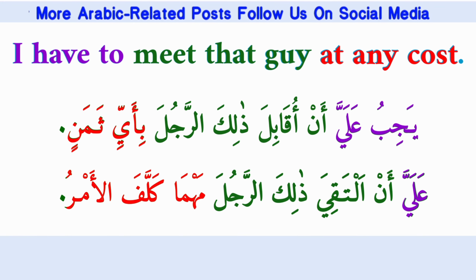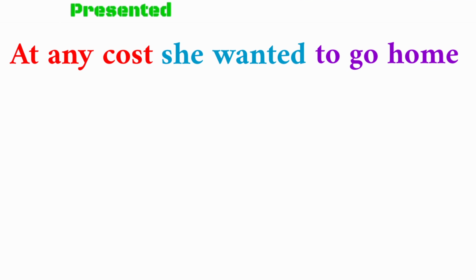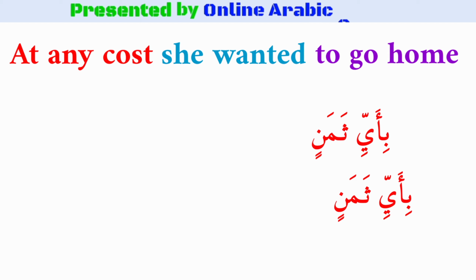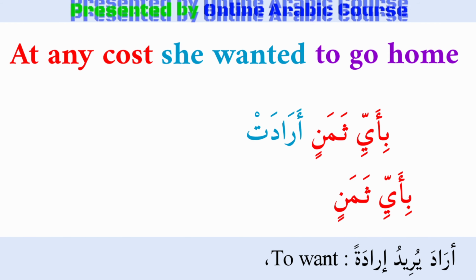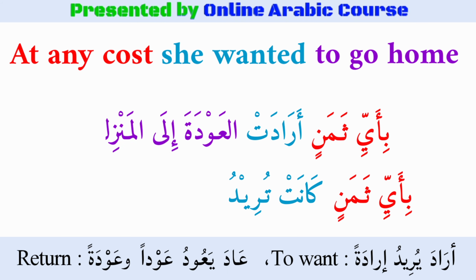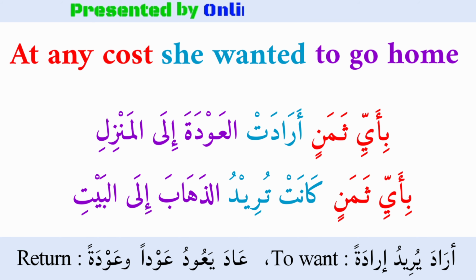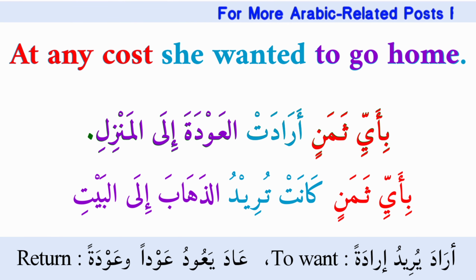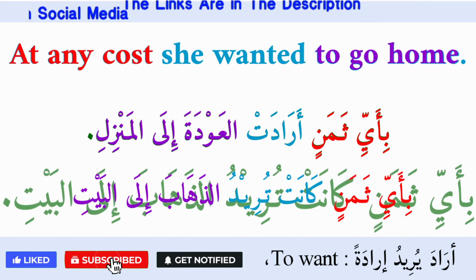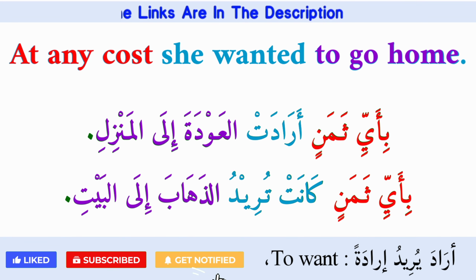And now, the next example is, at any cost, she wanted to go home. At any cost, بأي ثمن. She wanted, أرادت or كانت تريد to go home, العودة إلى المنزل, or you can say الذهاب إلى البيت. At any cost, she wanted to go home. بأي ثمن أرادت العودة إلى المنزل, or you can say بأي ثمن كانت تريد الذهاب إلى البيت.